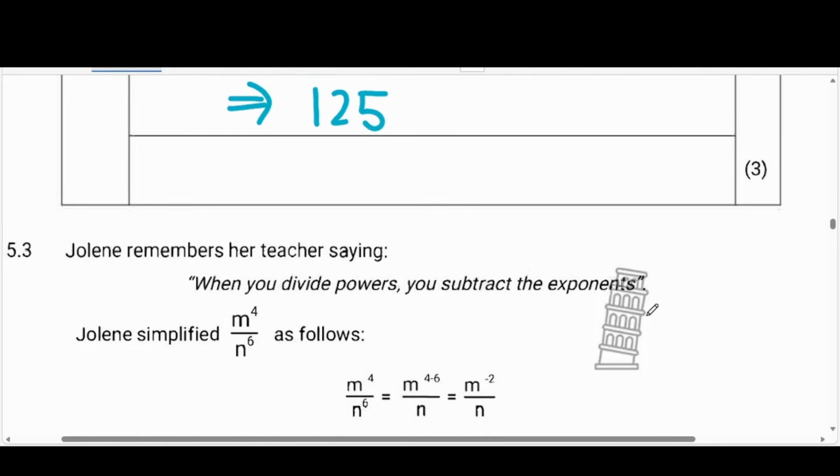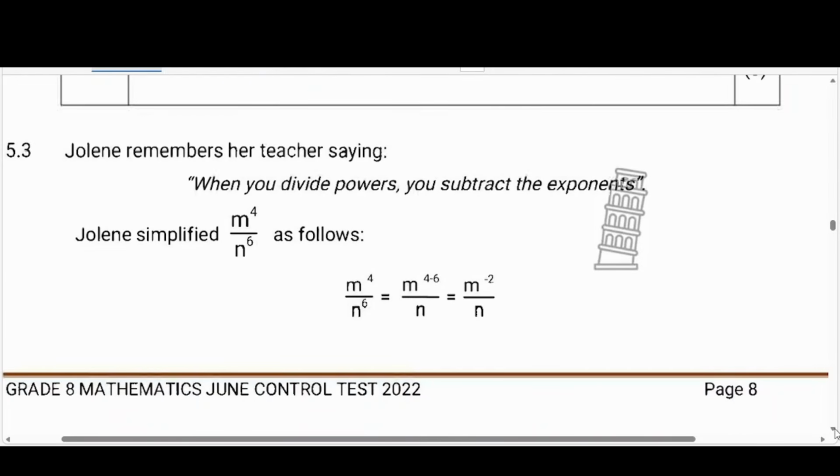Okay, Jolene remembers her teacher saying, when you divide powers, you subtract the exponents. So Jolene simplified this m4 over n6 as follows. Okay. What is the question?